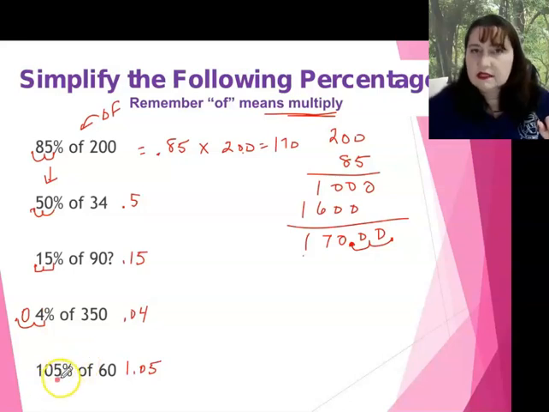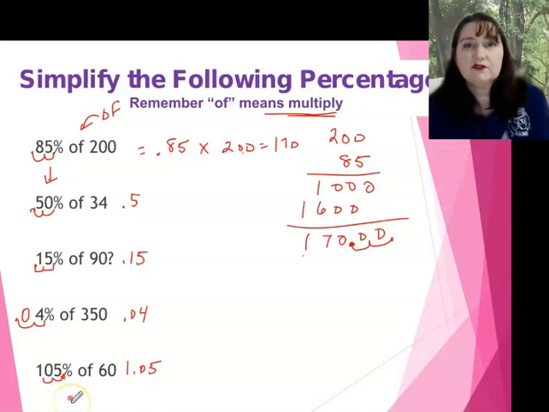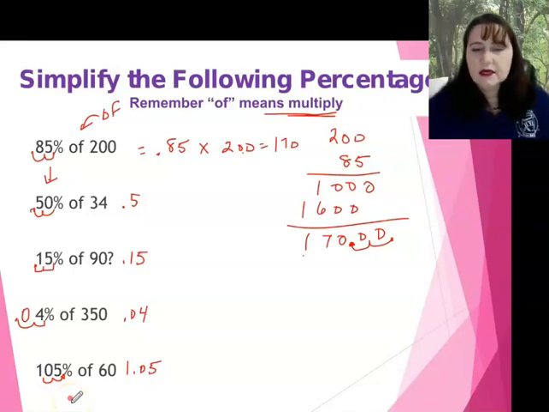And then this one is a little bit different too, because we're going to move it over twice. We're going to get 1.05. So it's 100% plus 5%. And then we're going to multiply it by 60. So go ahead and pause the video, see if you can get this, write it down.